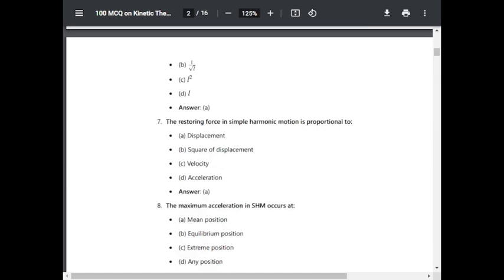Question number 7. The restoring force in a simple harmonic motion is proportional to. Option A displacement, option B square of the displacement, option C velocity, option D acceleration. The correct answer is A, displacement. The restoring force in a simple harmonic motion is proportional to displacement. Option A is correct.